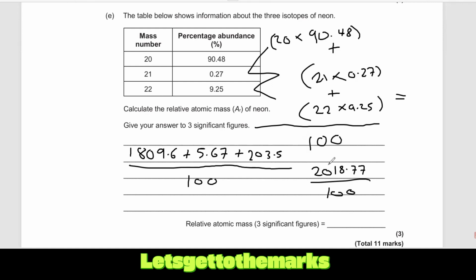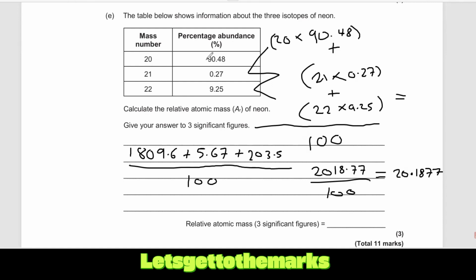We can't leave it like that. That can't be the average between 20 and 22. The answer I get when I divide this by 100 is 20.1877. Now we're going to do a common sense check. Common sense check means you use your common sense. Really, we're working out the average of these masses. If I get something like 50, how can 50 be the average of something that's 20, 21, and 22? Can't be the mean, right? So you'd expect something like 21.